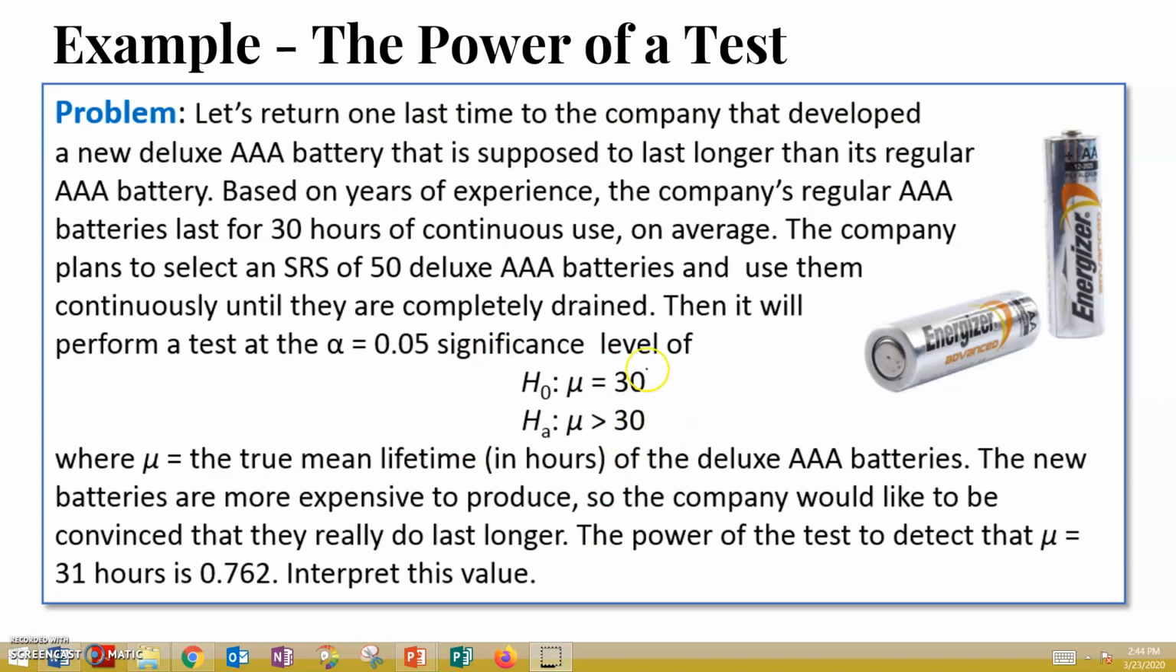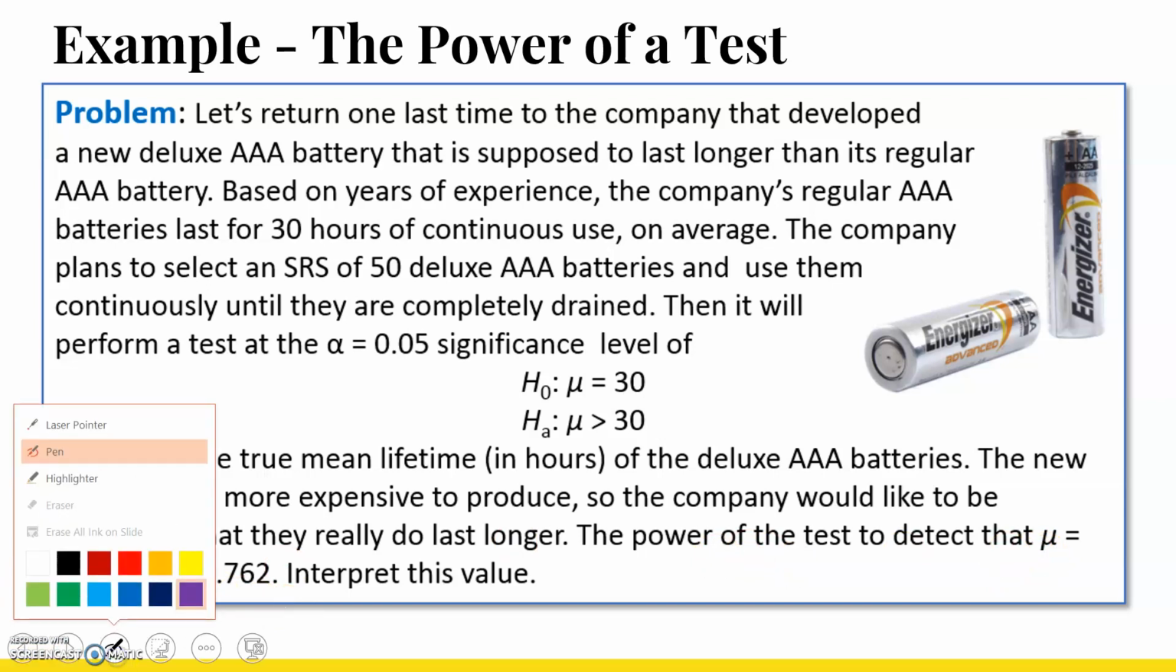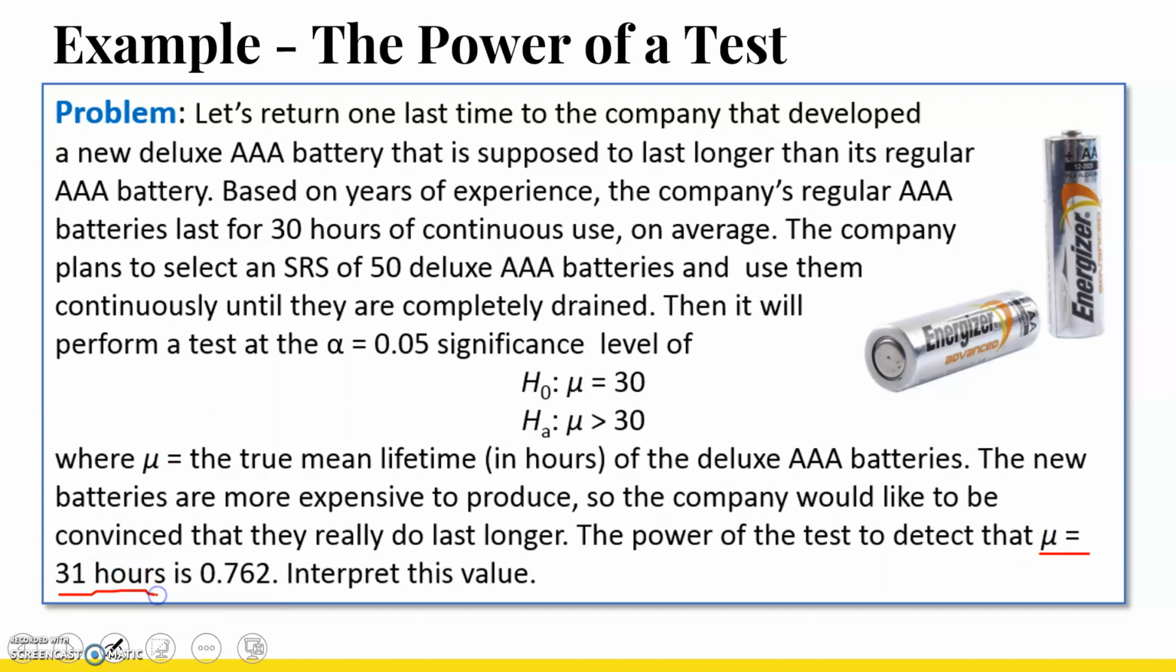Okay, so we have a null hypothesis with a mu equal to 30 and an alternative hypothesis with a mu greater than 30, where mu is a true mean lifetime in hours of these deluxe AAA batteries. All right, now let's get down to the question. The power of the test to detect that mu equals 31, there goes your specific parameter value, mu equals 31, is 0.762. Again, calculating power is beyond the scope of our course here, so they'll usually give you that power value or they'll give you the type 2 error probability. So that's 0.762, and we're going to interpret what that means.